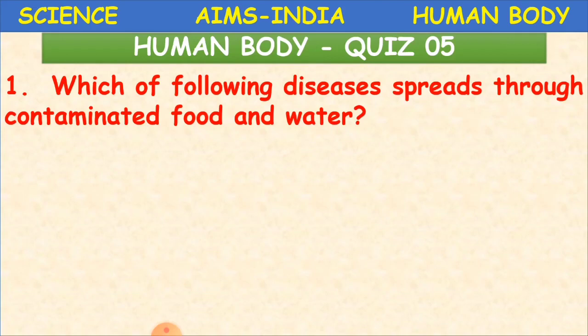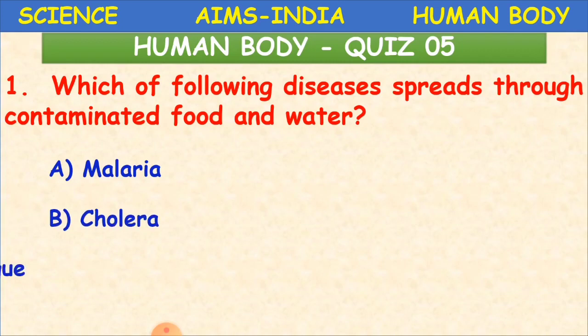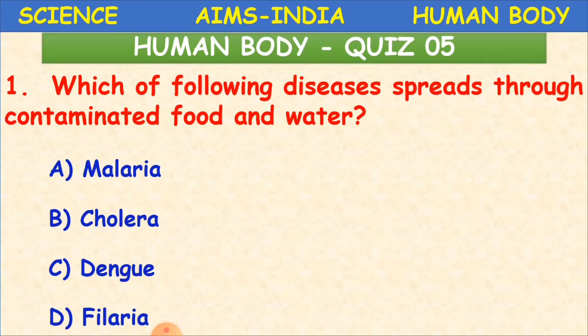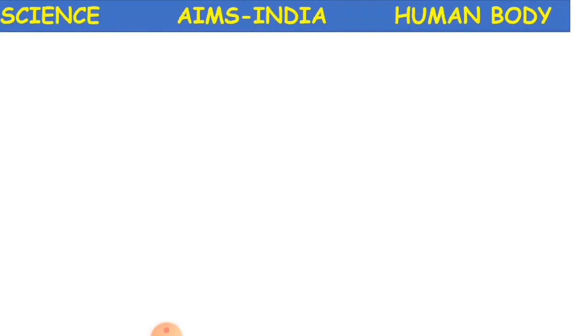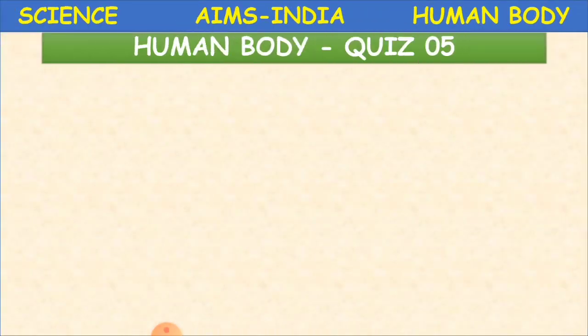Which of the following diseases spreads through contaminated food and water? Contaminated means, children, if there is any infection there. Is it malaria, cholera, dengue or filaria? Which do we get through contaminated food and water? It is cholera. Clear, children? Yes.